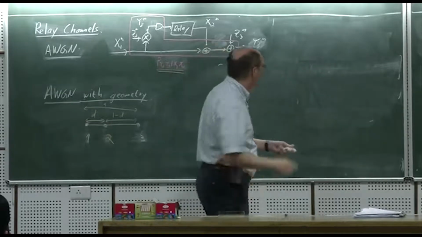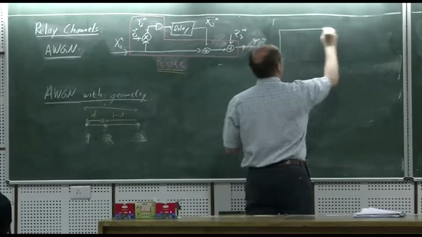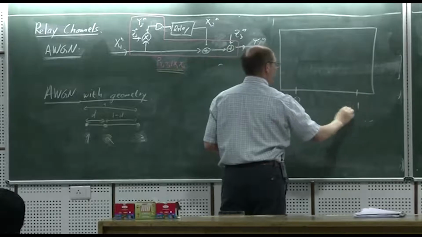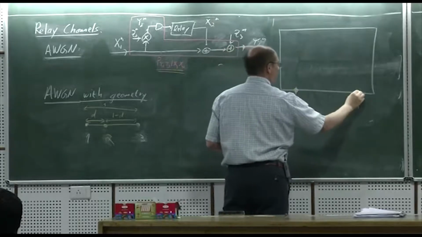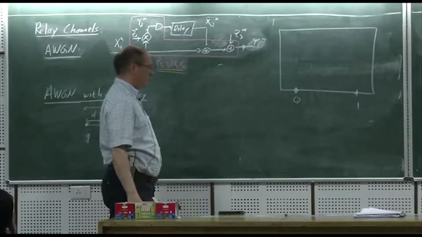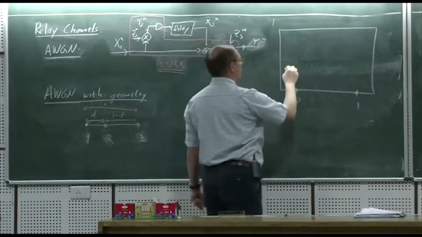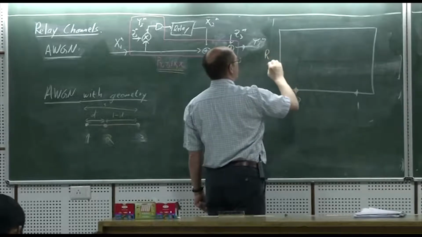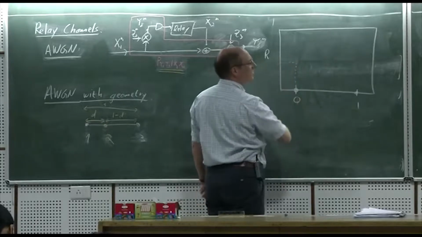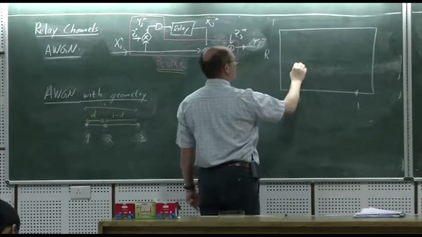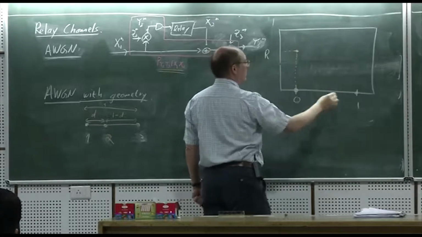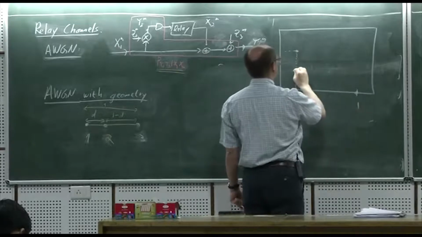So I'm just going to draw a little bit of a plot. Suppose this is 0, suppose this is 1, here's the source, here's the destination, and this axis shows the position of the relay, and here we'll plot the rates that we get. Suppose when the relay is on top of the source, we get this rate here. When the relay is on top of the destination, we might get this rate here.